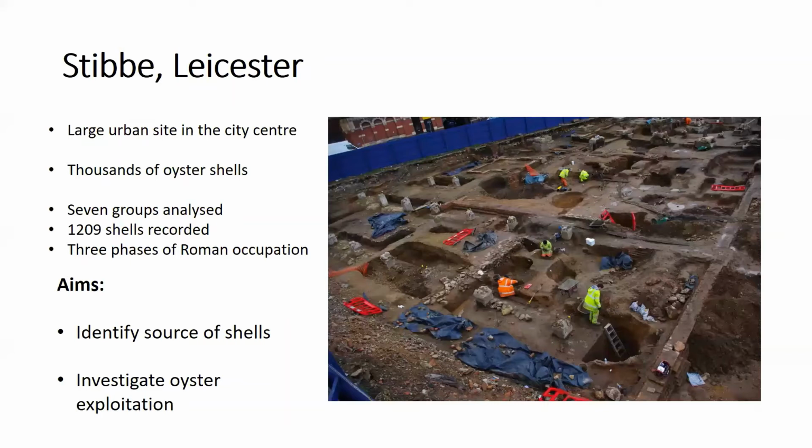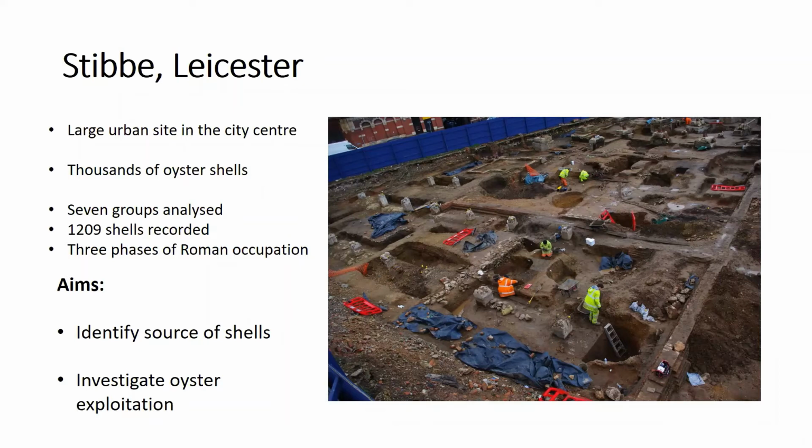What I did is I selected 7 shell groups from across the site, which totaled just over 1,200 shells. I recorded all of these, and the 7 shell groups came from across 3 different phases of occupation at the site, which pretty much covered the whole Roman period from the 1st century right the way through to the 4th century. The reason I selected these 7 groups was that these were the largest groups and had the most potential, I thought, to answer some of the questions I had.